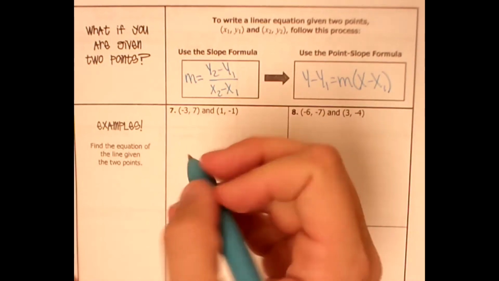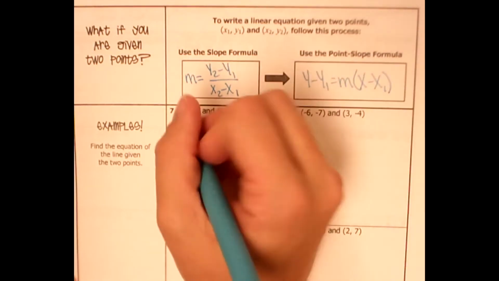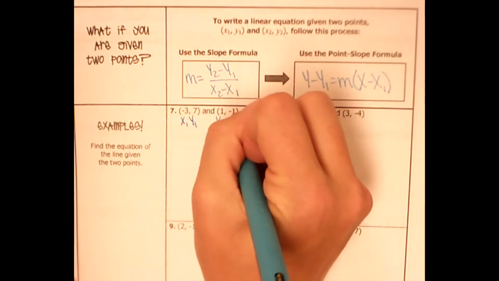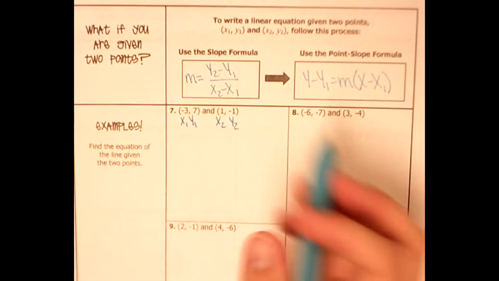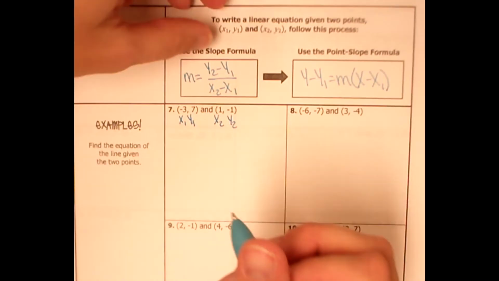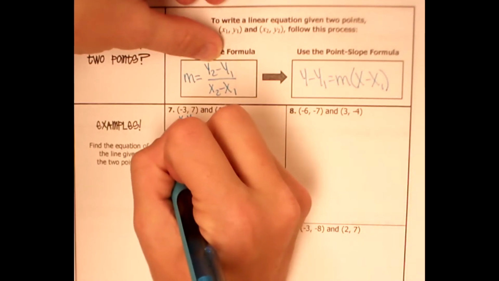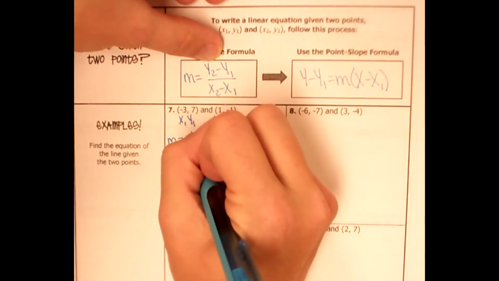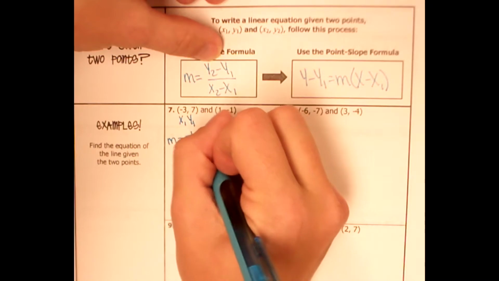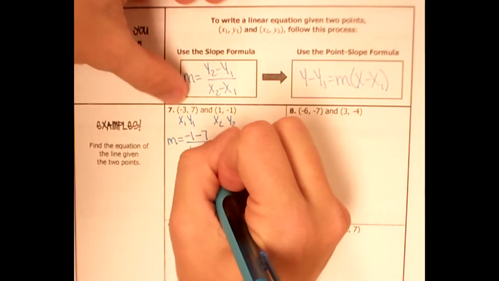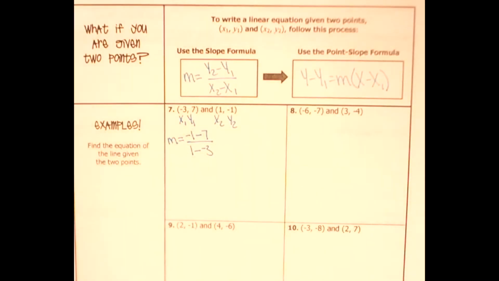So looking at number 7, label your points x1, y1, x2, y2. Just write them in the order that I just did. The first point is x1, y1. The second point is x2, y2. So now substitute into your slope formula. So m is equal to y2, which is negative 1, minus y1, which is 7, divided by x2, which is 1, minus x1, which is negative 3.